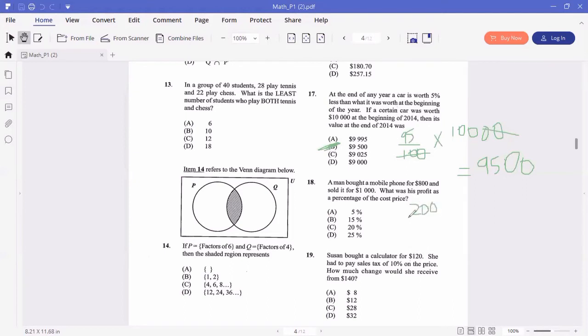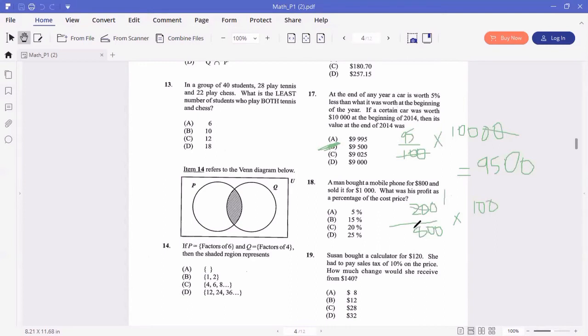Over the cost price, which was 800, don't get it confused. It says profit as a percentage of the cost price. The cost price is how much you buy it for, not how much you sell it for. Times 100, because we're dealing with percentage. Percentage is out of 100.